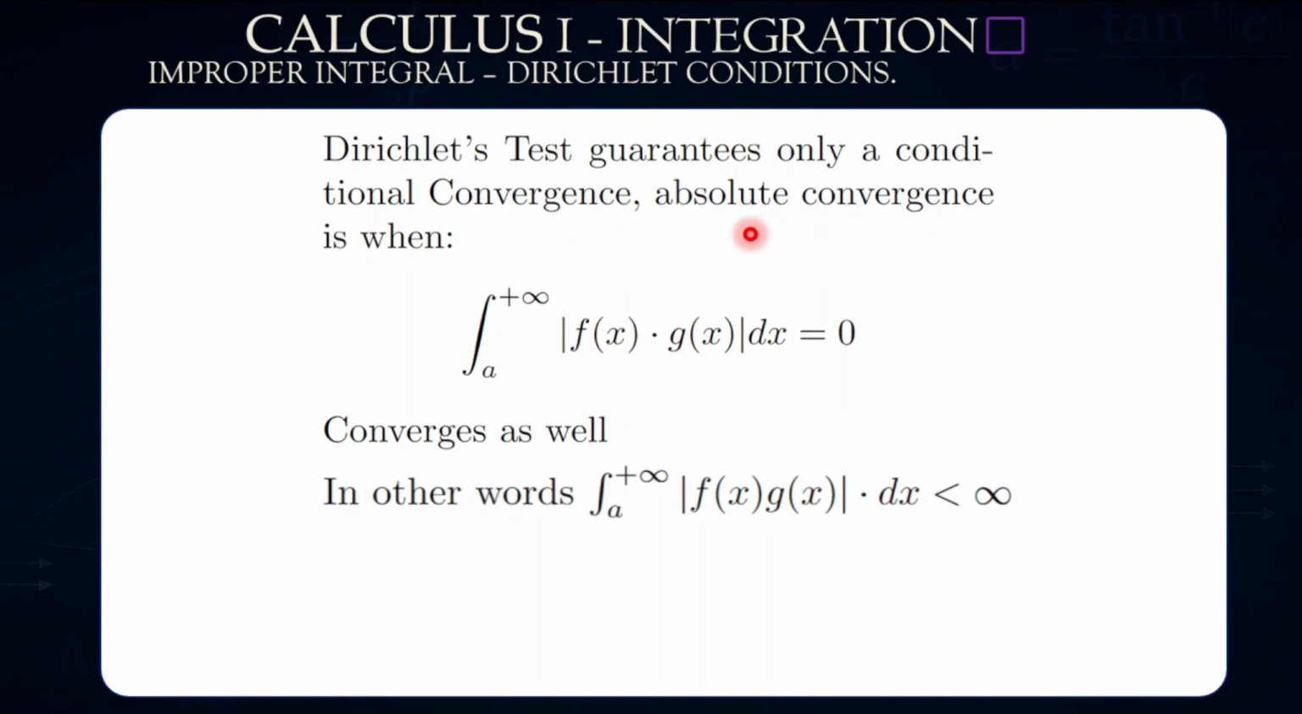Absolute convergence is when the integral from a to plus infinity of the absolute value of f(x)g(x) dx converges as well. This is when we call it an absolute convergence. In other words, the integral from a to plus infinity of the absolute value of f(x)g(x) dx is always less than plus infinity.